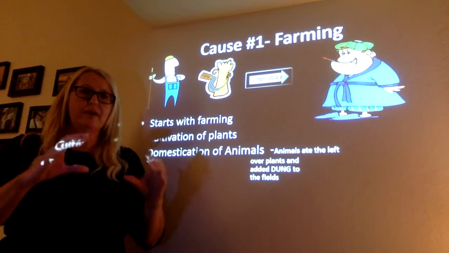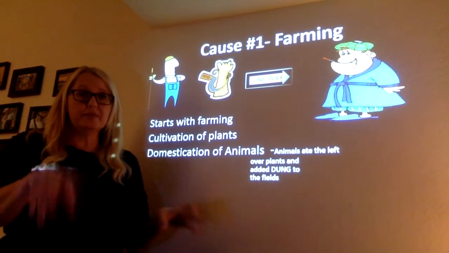So I harvest my crop. Now there's little stubbles left. And so animals would go eat all of that.